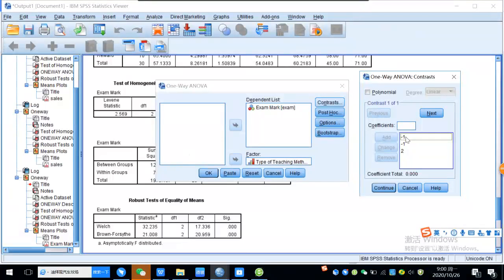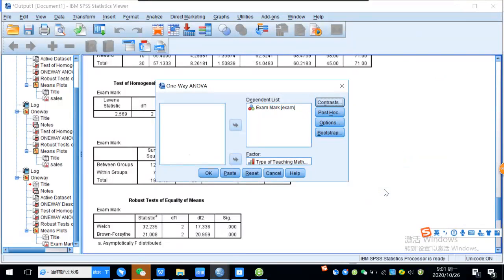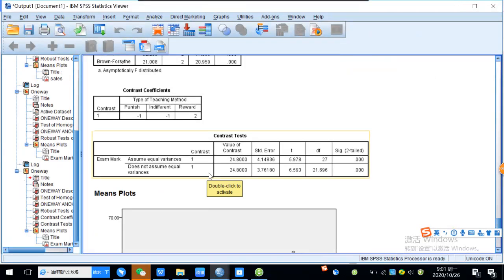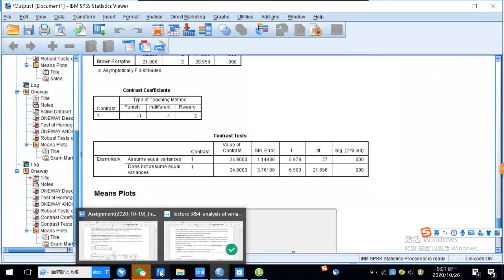Okay, because punishment and indifference together have the coefficient minus 2, and reward, the coefficient is 2. So all the coefficients, when added up, should be 0. This rule you should follow. Continue. Here, look, punish minus 1, indifferent minus 1, reward 2.